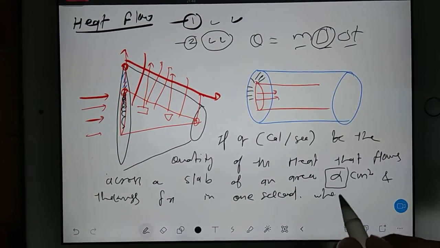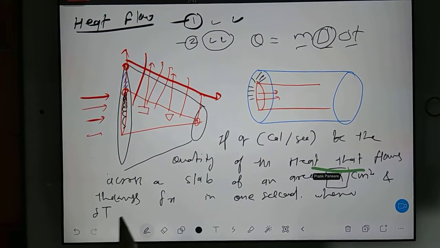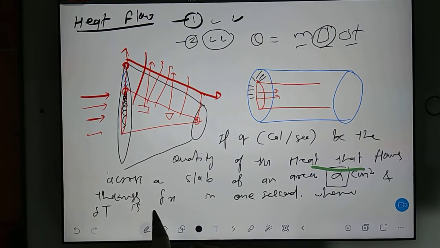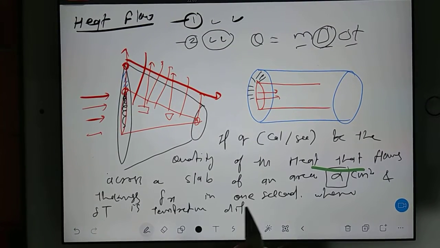where this del T, capital T, is the temperature difference.